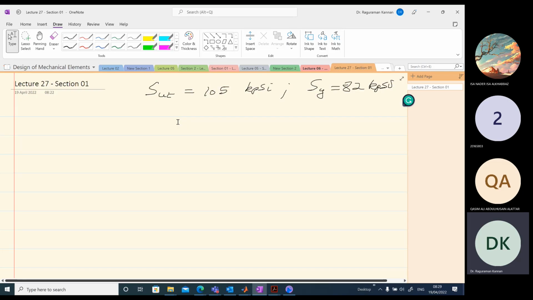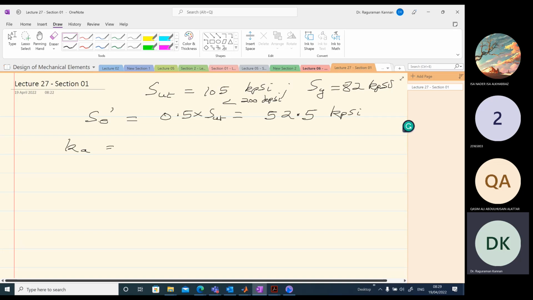We know the formula for Se, but in order to determine Se, we need Se prime. Se prime will be 0.5 times Sut according to the empirical formula. This value is less than 200 kpsi or 1400 megapascal. Therefore, we can use this formula, which gives us half of the value, 52.5 kpsi. Now we need to determine each of the six factors.